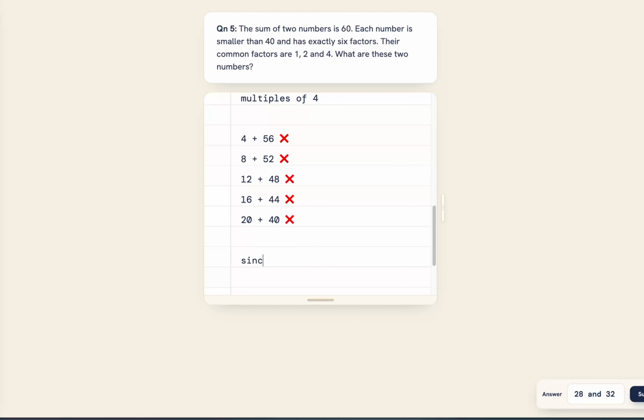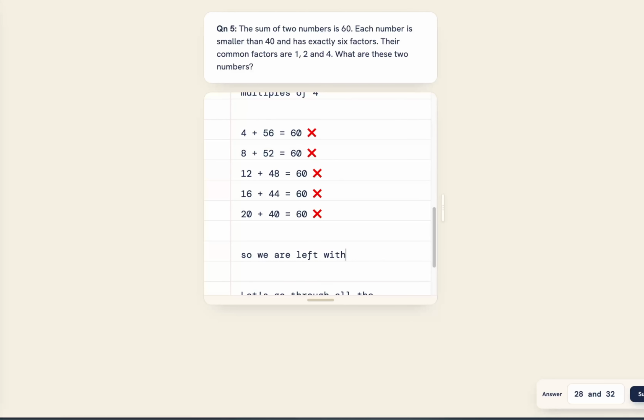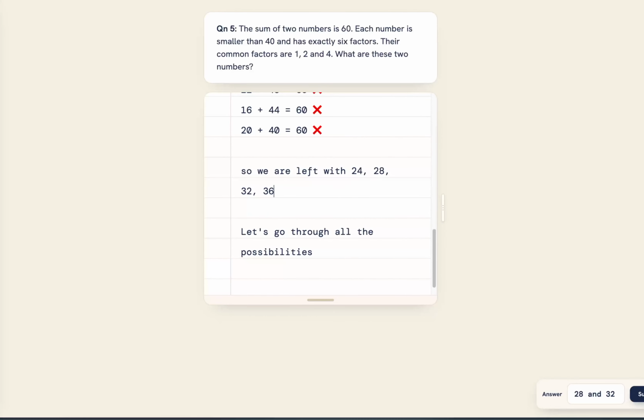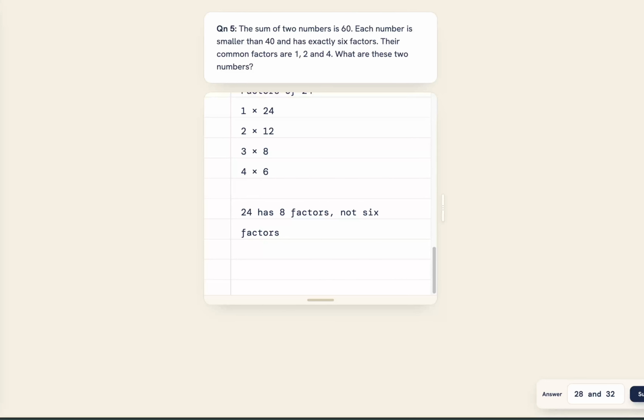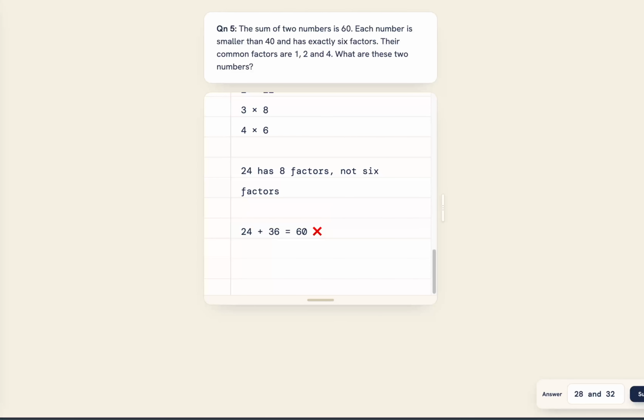Okay, so we are left with 24, 28, 32, and 36. For 24 plus 36 is 60. Factors of 24, if you were to list it down, it's actually a total of 8 factors instead of 6 factors. So in this case, 24 plus 36 cannot be. Then we go for the last one, which is 28 plus 32.